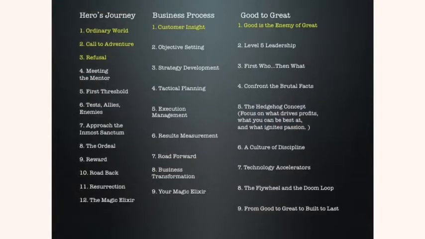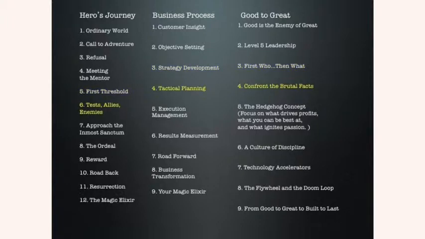So here's Good to Great. Good is the enemy of great is chapter 1, which is Collins's introduction. Again, ordinary world, call to adventure, and why the good companies can't be great. Why good is the enemy of great. Why they refuse. Meeting the mentor, objective setting. Level 5 leadership, it's right there. The leader is the mentor. First threshold, strategy development. And there, the first threshold is do not start your strategy with the people you got. Hire the right people before you begin the journey into the new world, crossing the threshold.